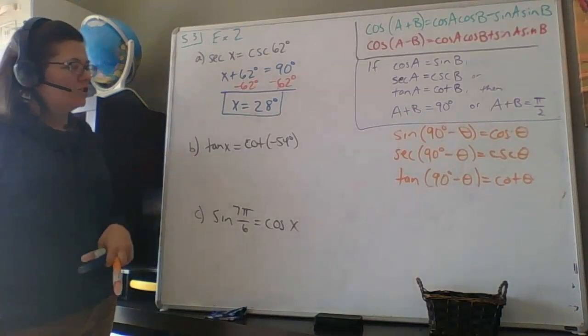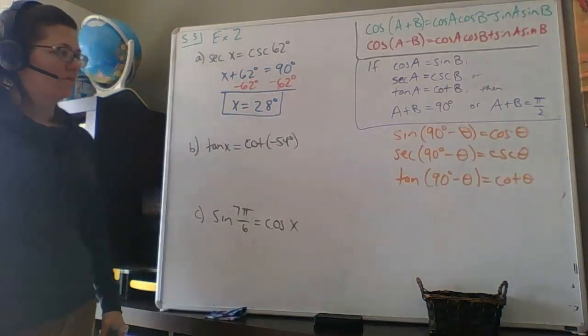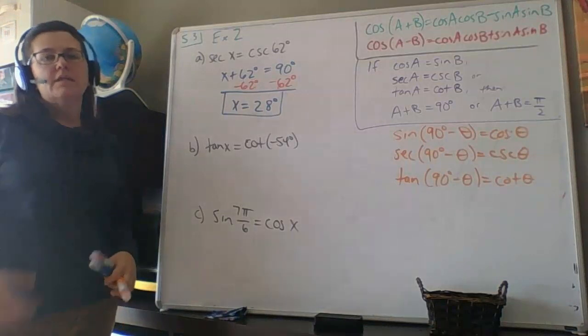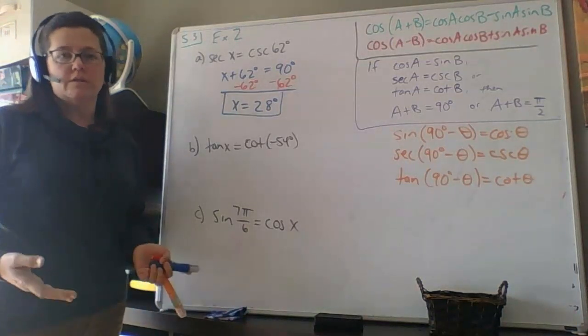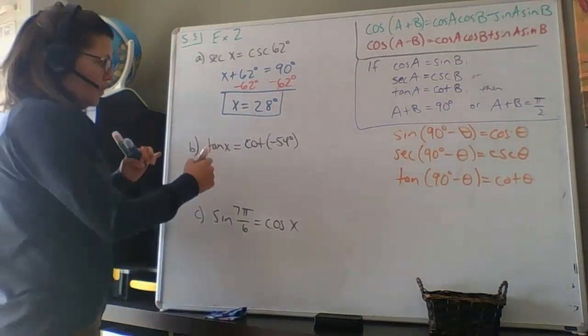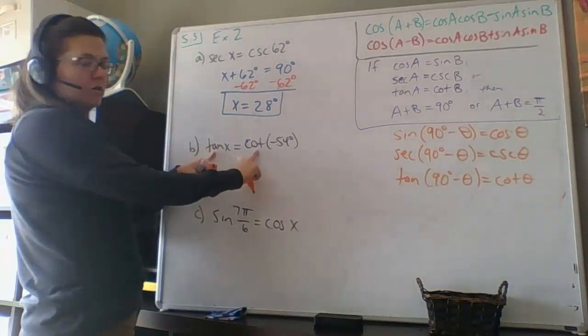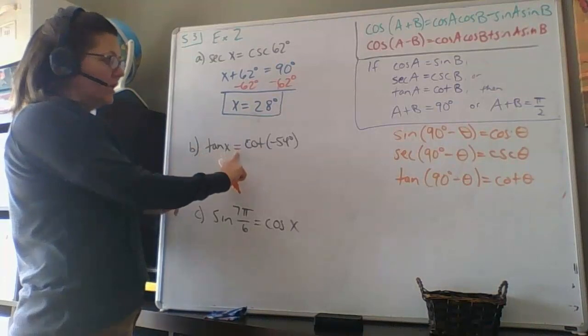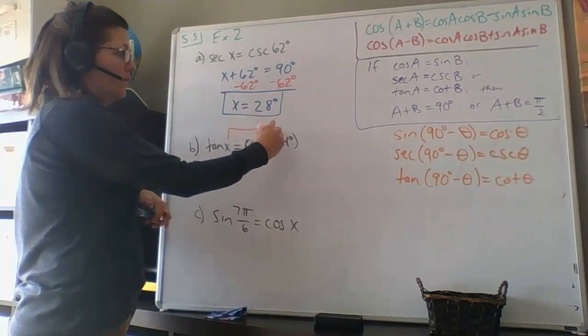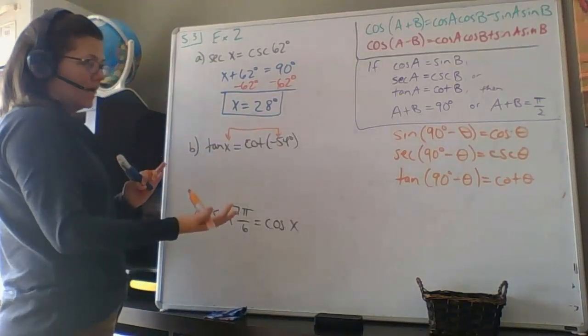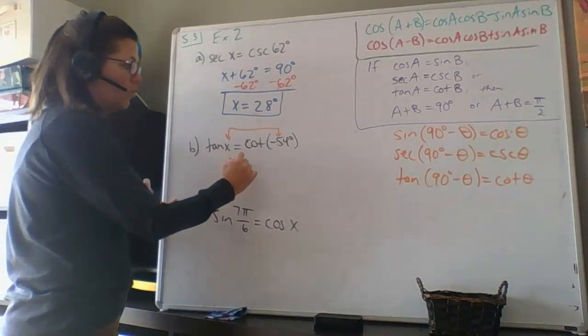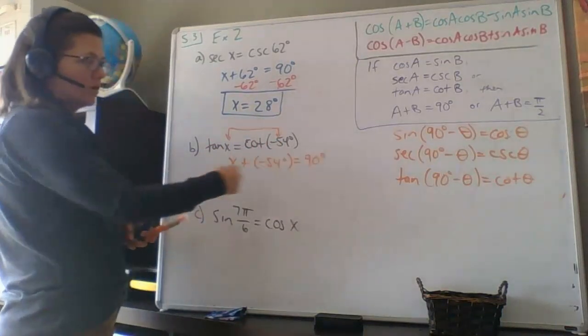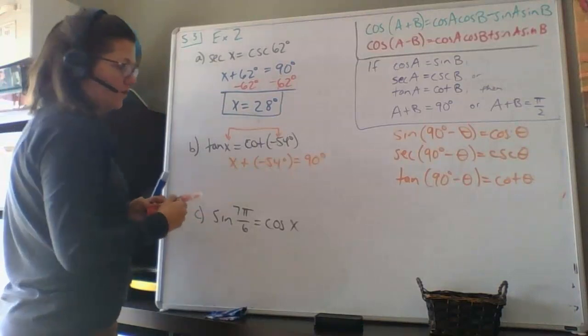B, tangent x equals cotangent of negative 54 degrees. This might be a time where you pause and try to solve it. But because tangent and cotangent are cofunctions of each other and they are equal to one another, we know that the angles must add up to 90 degrees, and that will give us one solution. Now to solve this, we're going to add 54 degrees to both sides.